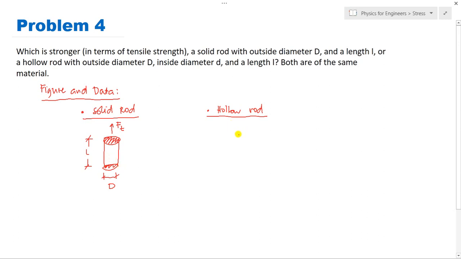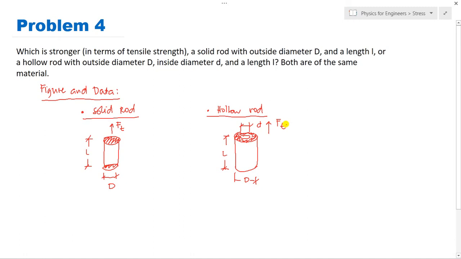For the hollow rod, what is a hollow rod? It has a hole. Its cross-sectional area is the shaded part. It has a hole, meaning it has an outside diameter and also an inside diameter, abbreviated as small letter d. Then the two have the same length, and of course the same tensile force Ft.